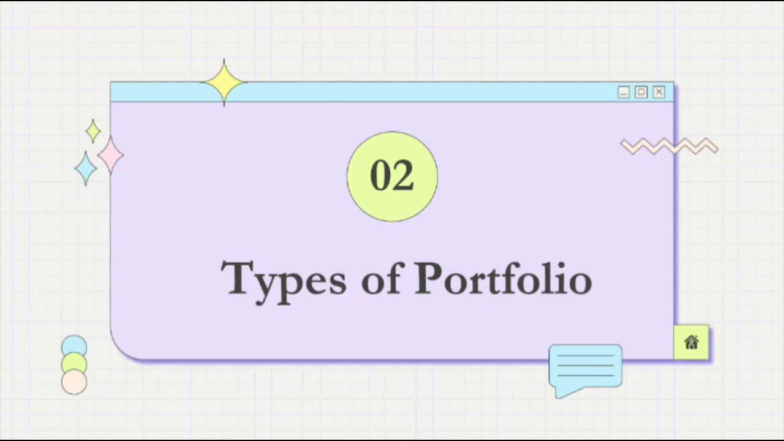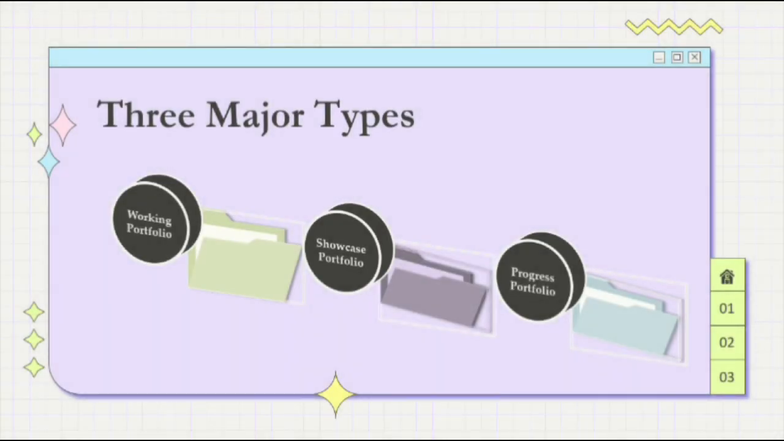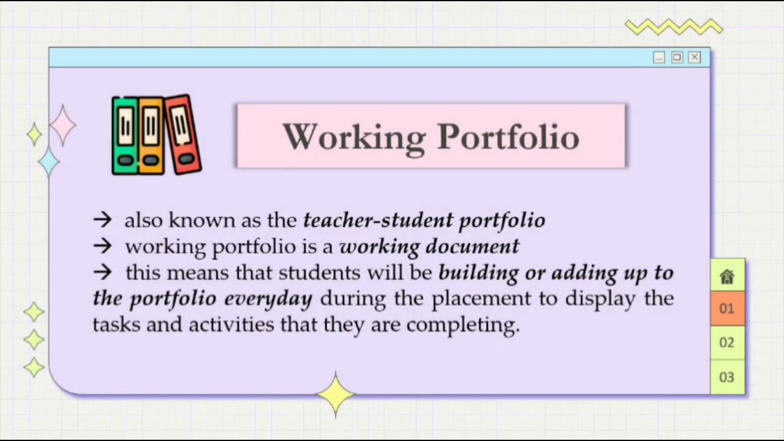So, after understanding the essential elements of portfolio, we are now ready to unravel its different types. In general, there are three common types of writing portfolio assessment, and this includes first, the working portfolio, second, the showcase portfolio, and third, the progress portfolio. In this session, we are going to differentiate these types, discuss their purposes, and provide sample student accomplishment tasks that teachers can consider for classroom use. Now let us begin with the working portfolio.